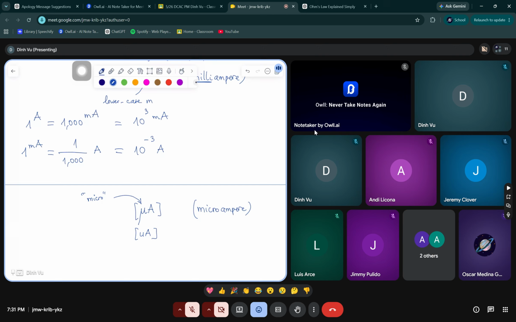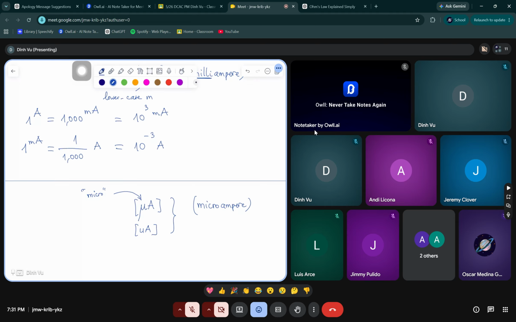So by typing on the calculator, we use the letter U instead of the micro. So you should understand the U here. It also means that this is microampere. Micro.